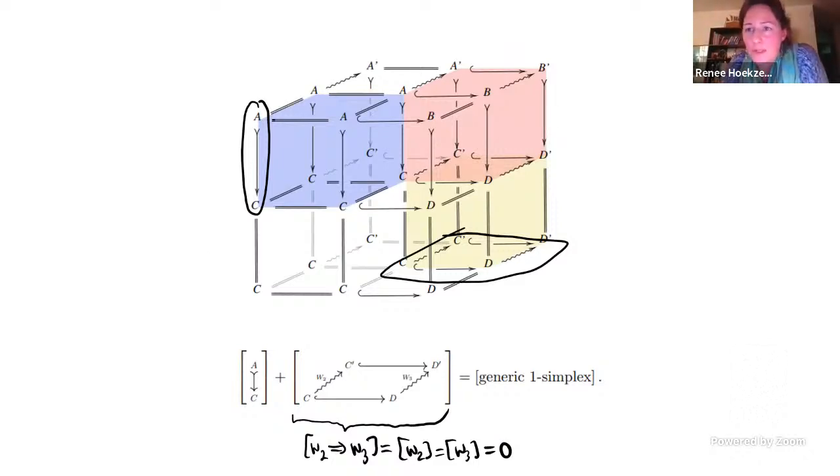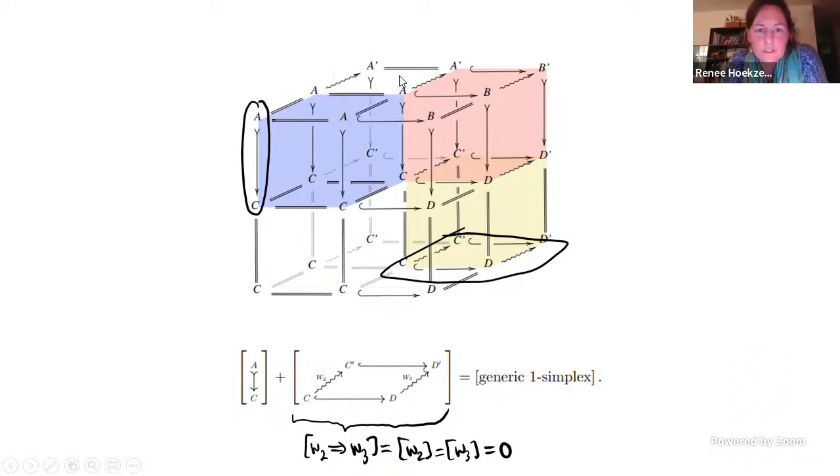Okay, so let's do some more interesting relations. Now I'm taking a generic one simplex, which is the red one. This is just some cube of manifolds with 8 different manifolds in it. And by extending by the identity in the downward direction and the leftward direction, I can build a 2 by 2 by 2 cube, which is going to give me a relation.